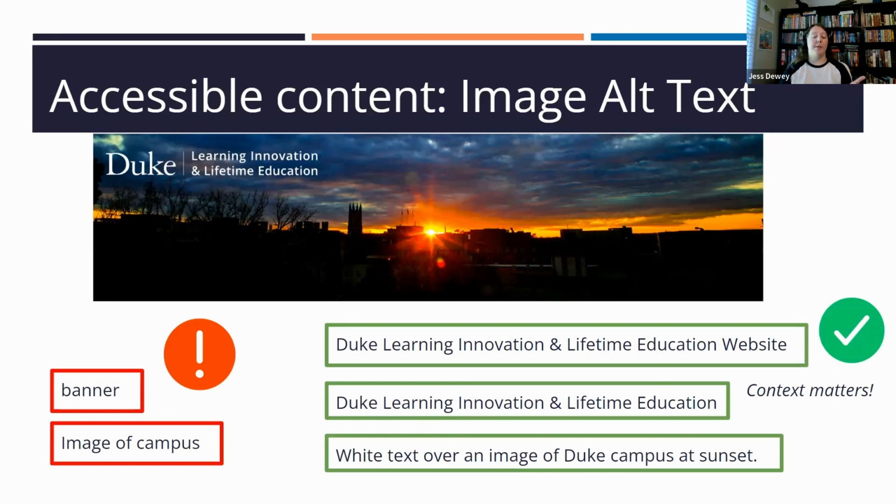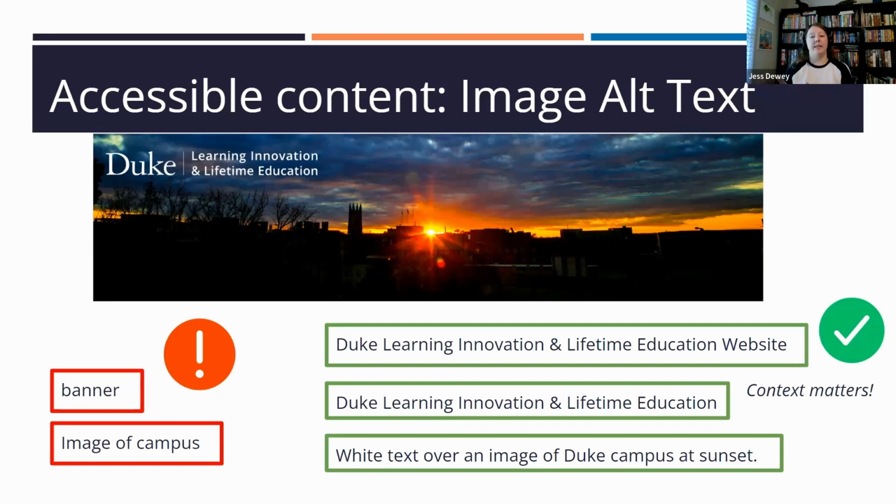So a couple of poor examples of alt text might be if you just write banner as the alt text, because that doesn't really give any information about what is in the image itself. Another thing that we want to stay away from is writing image of something in the alt text, because screen readers do recognize images. So if a screen reader reads it, it will say image of campus. So it's a little repetitive.